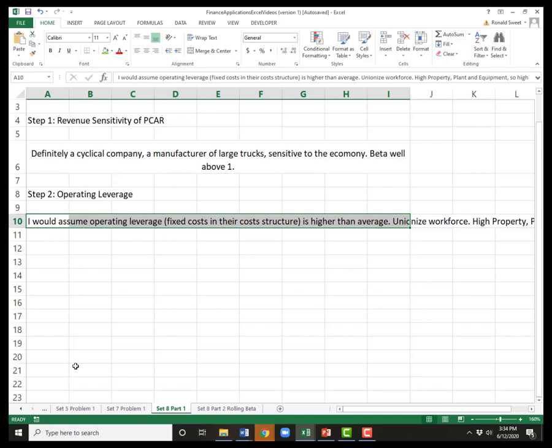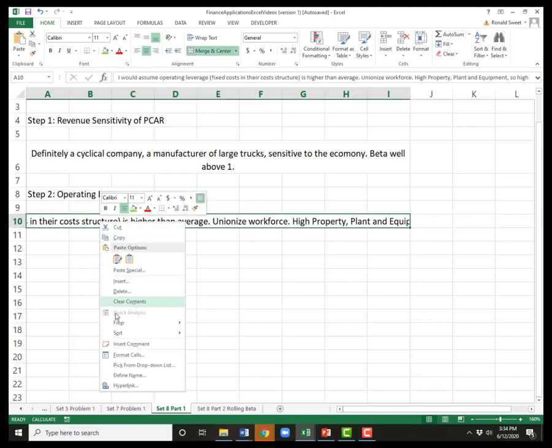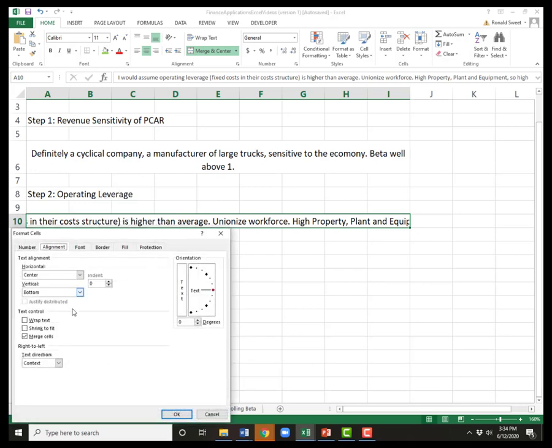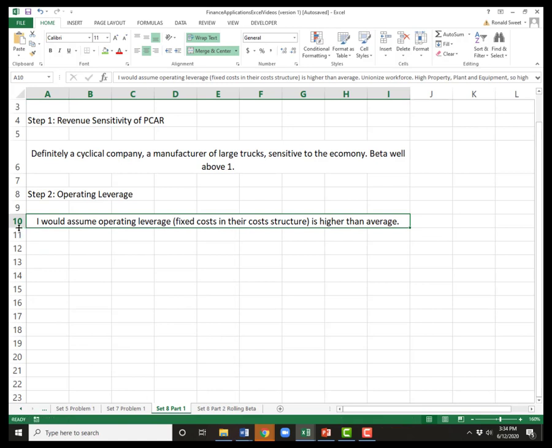So let me wrap the text again. Again, I wish Bill Gates would do that for us, but he doesn't. So I have to wrap it myself here.